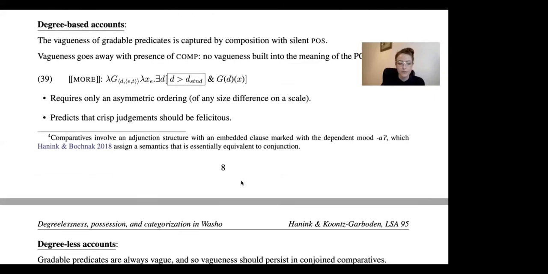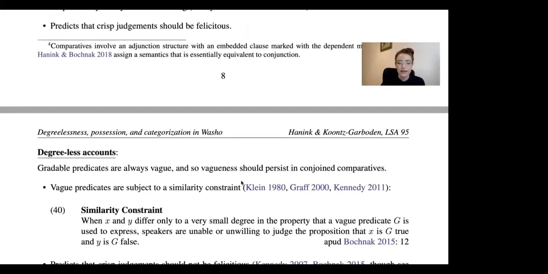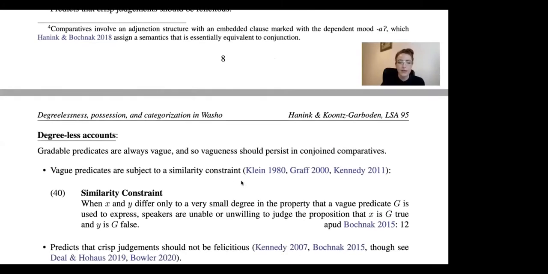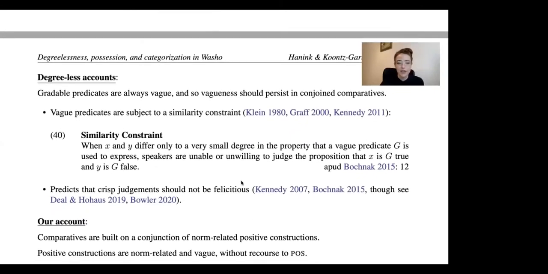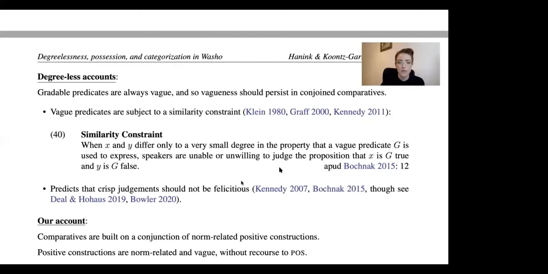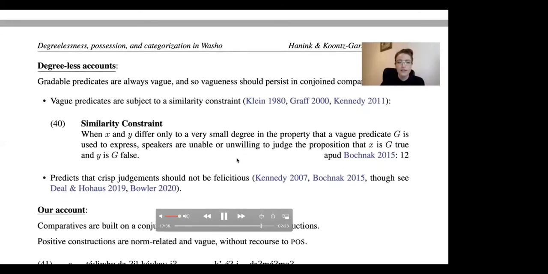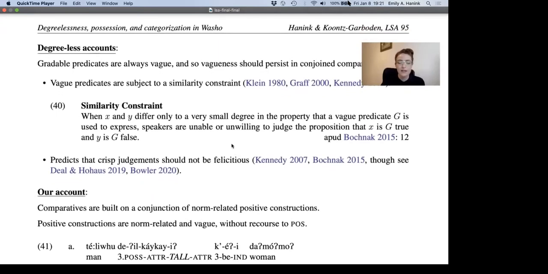On degreeless accounts, on the other hand, gradable predicates are always vague, and so vagueness should persist in conjoined comparatives. Now this is related to the idea that vague predicates are subject to a similarity constraint, which is shown here in 40. And in a nutshell, what this states is that speakers are unwilling to judge two objects as distinct along some measurement if that difference is extremely small. So for this reason, degreeless accounts predict that Crisp judgments should not be felicitous because vagueness is always persistent, even in comparatives.